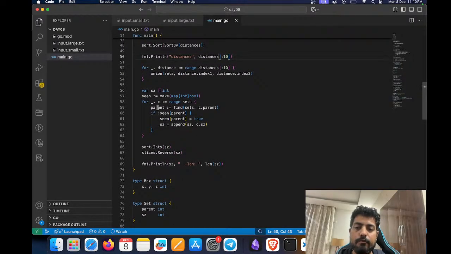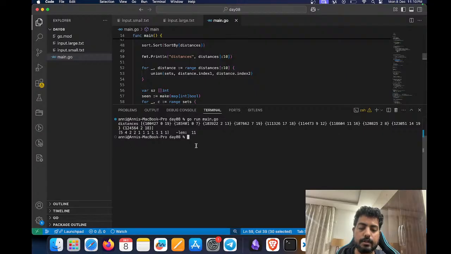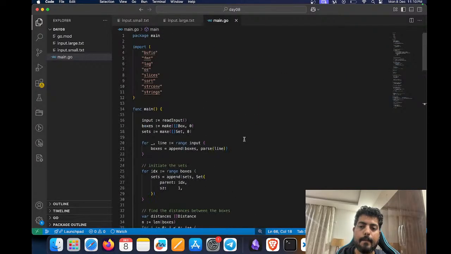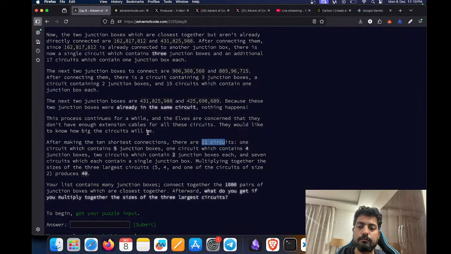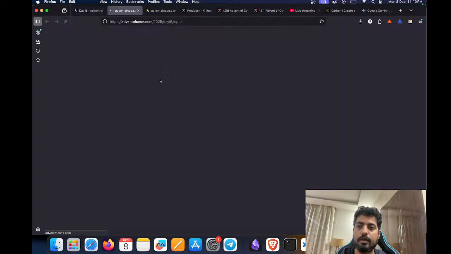But the problem is that once we have found the parent, then it should be sets parent dot size and not this one, because this is the current set and we want to find the parent first, and so whatever we have to do, we have to do with the parent. So always find the parent. That's how union find works. Now it is 542, which is correct. 5420, 2240, which is okay.